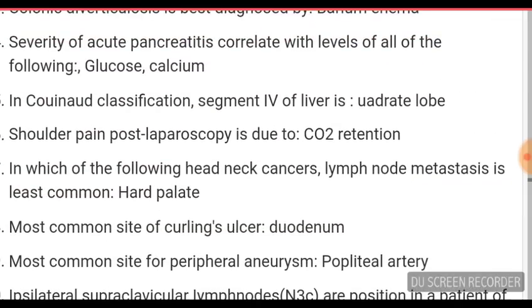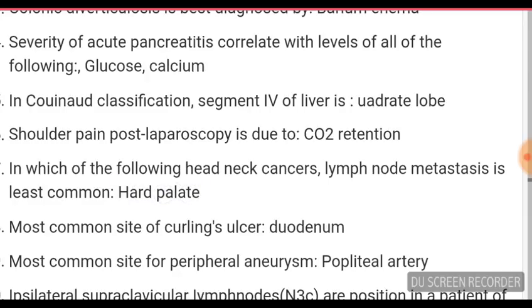In Couinaud classification, segment 4 of the liver is the quadrate lobe. Shoulder pain post-laparotomy is due to CO2 retention. In which of the following head and neck cancers is lymph node metastasis least common? It is the hard palate.